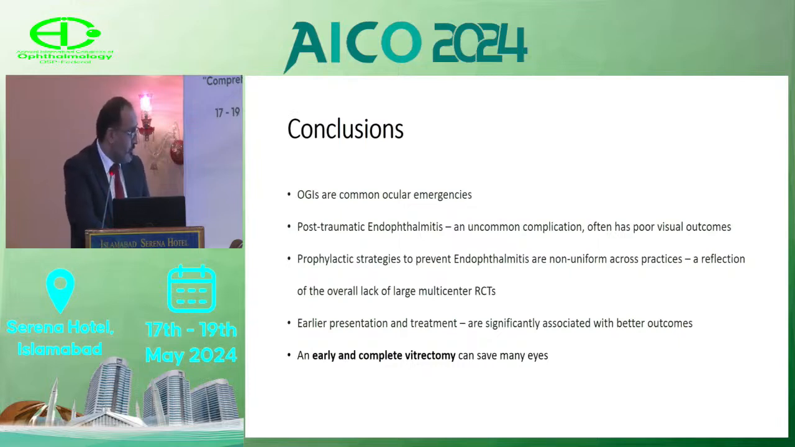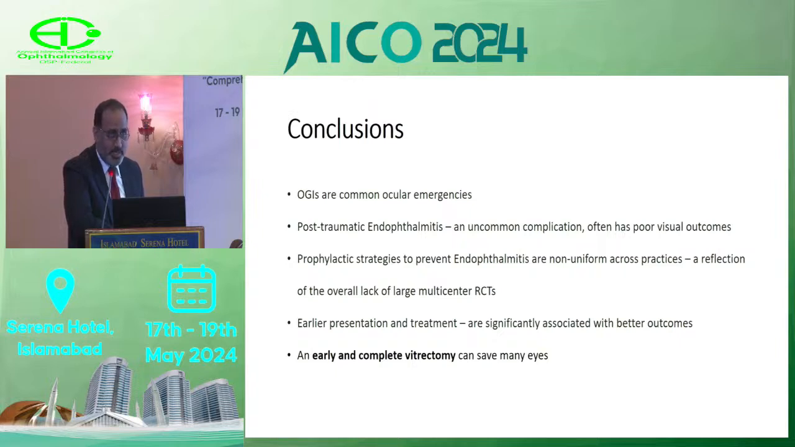In conclusion, open globe injuries are common ocular emergencies. Post-traumatic endophthalmitis is an uncommon complication, often has a poor visual outcome. Prophylactic strategies to prevent endophthalmitis are non-uniform across practices. So there is a need for large multi-center randomized control trials in this regard.